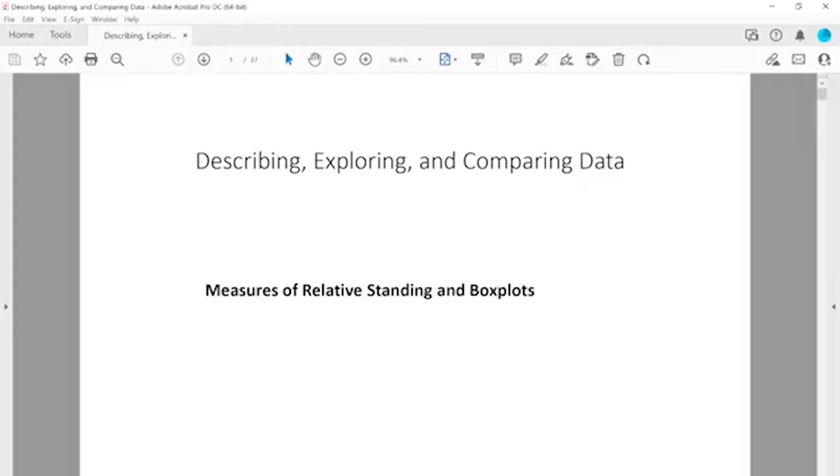Okay, in the previous section, while describing, exploring, and comparing data, we discussed statistics like mean, median, mode, range, and standard deviation to describe the data. In this section, we're going to discuss measures of relative standing, and then we're going to use a boxplot to represent the data.